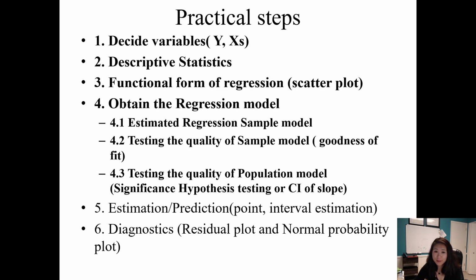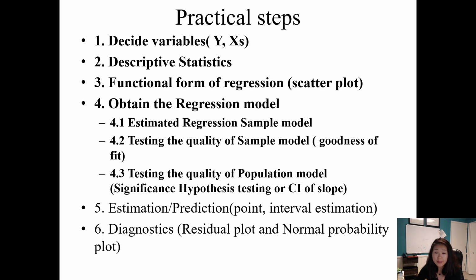So in our last video of chapter 14a, we're going to look at step 4.3, testing the quality of the population model. We're going to learn two different methods you can use to test the quality of the sample population model. First is called significance hypothesis testing. Another one is called the confidence interval of slope.